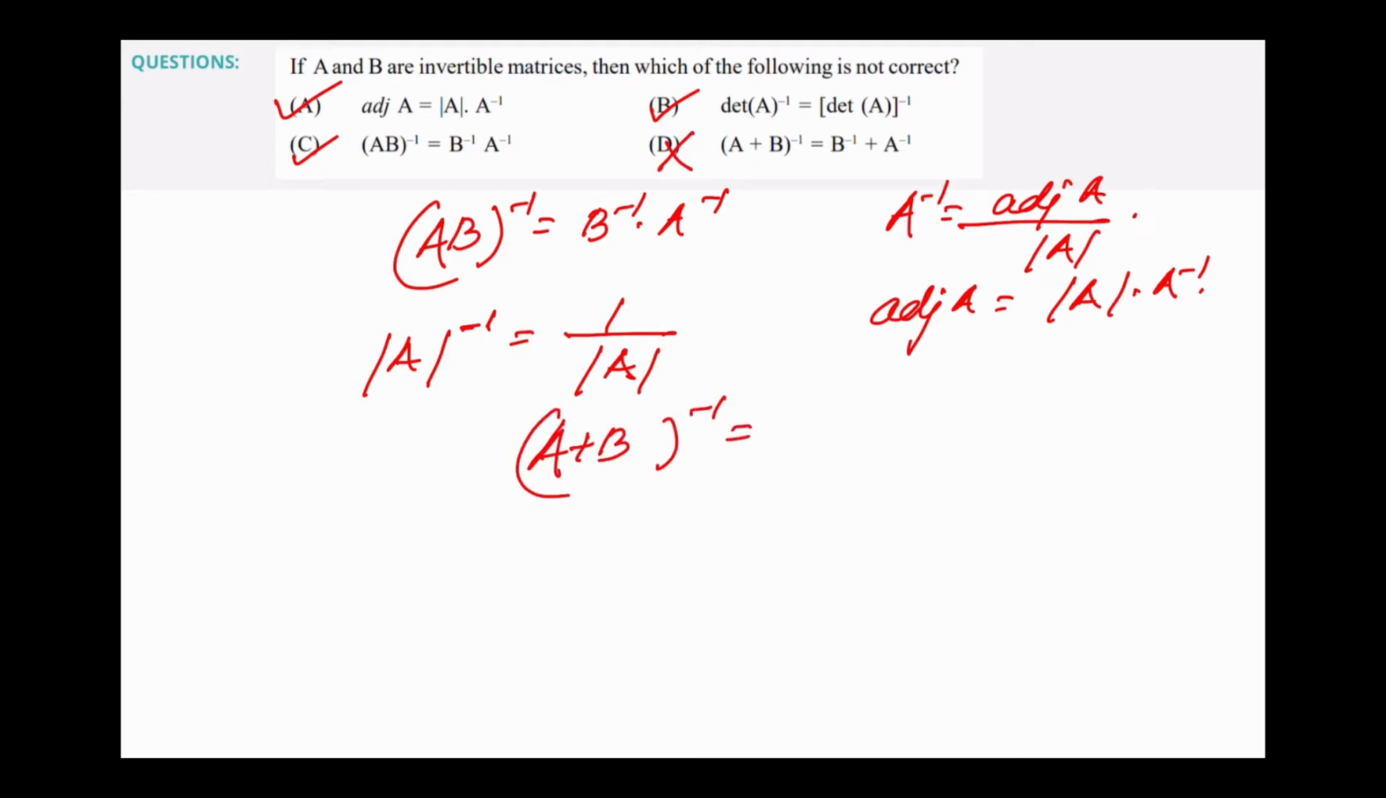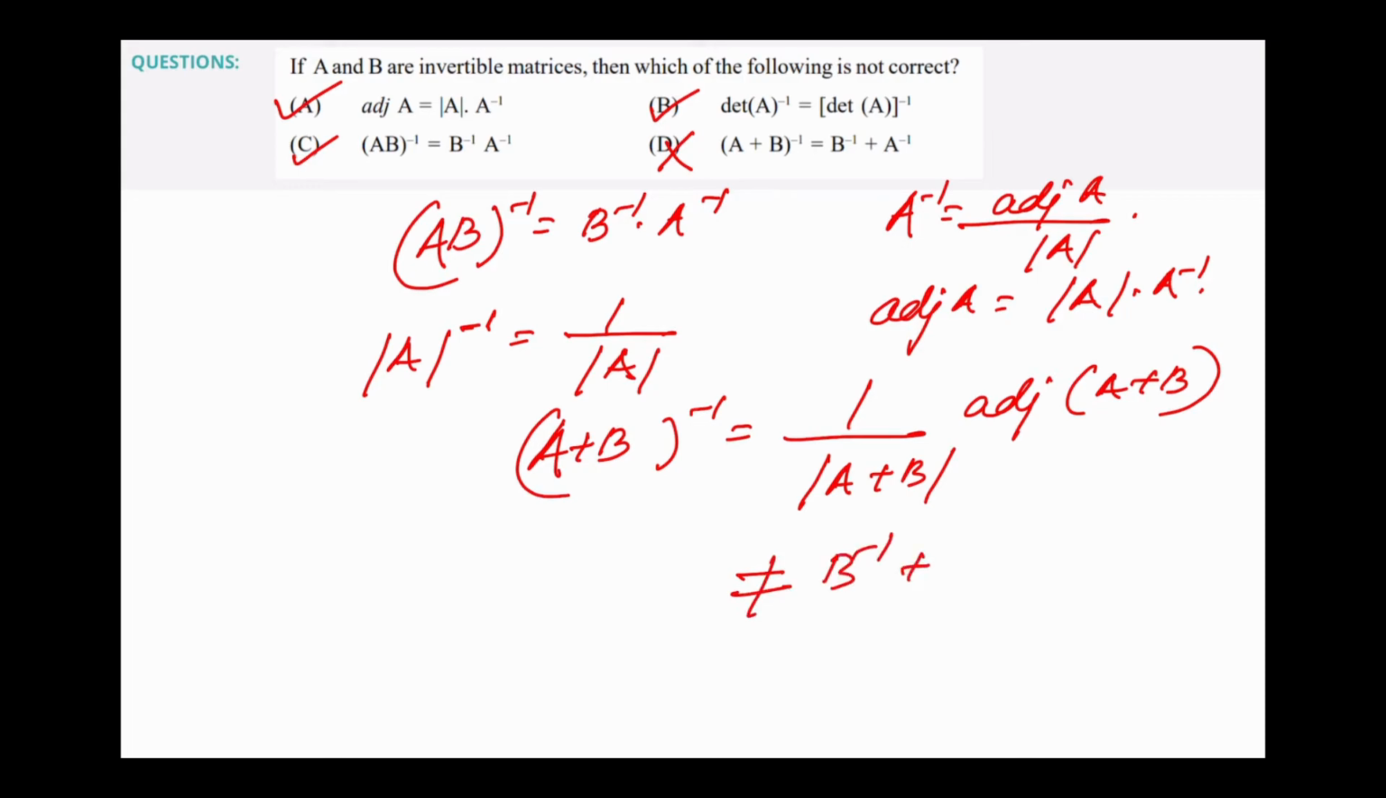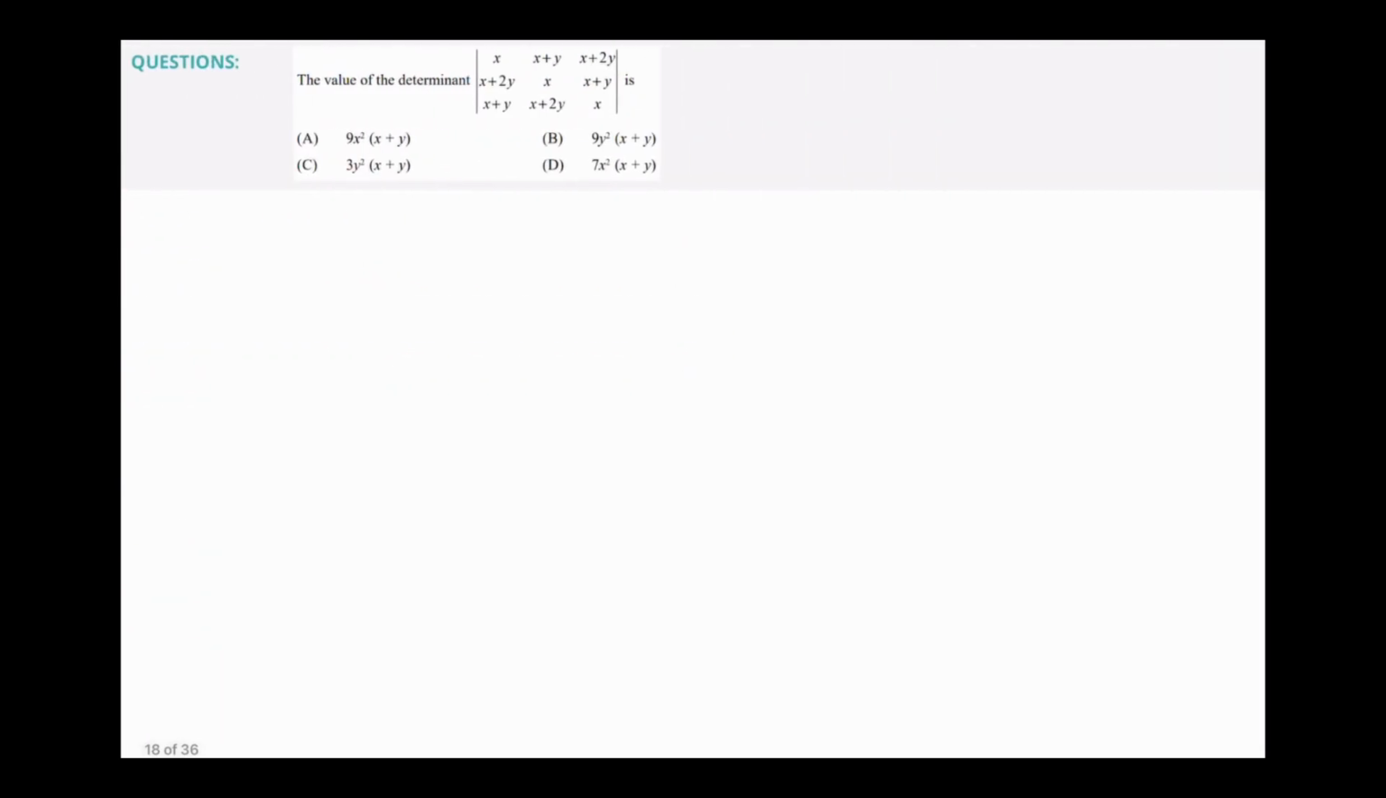So this is wrong. A plus B whole inverse is equal to 1 by determinant of A plus B into adjoint of A plus B. It is never and never equal to B inverse plus A inverse. That is only possible in case of matrix multiplication, students, okay? So be very careful about it. Very simple question, okay? If you remember the formulas properly, you would have been able to solve this question without any difficulty.